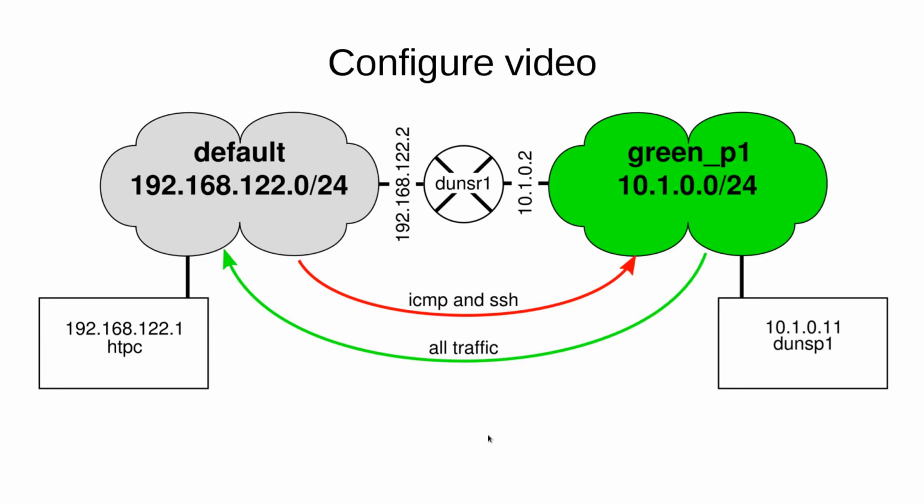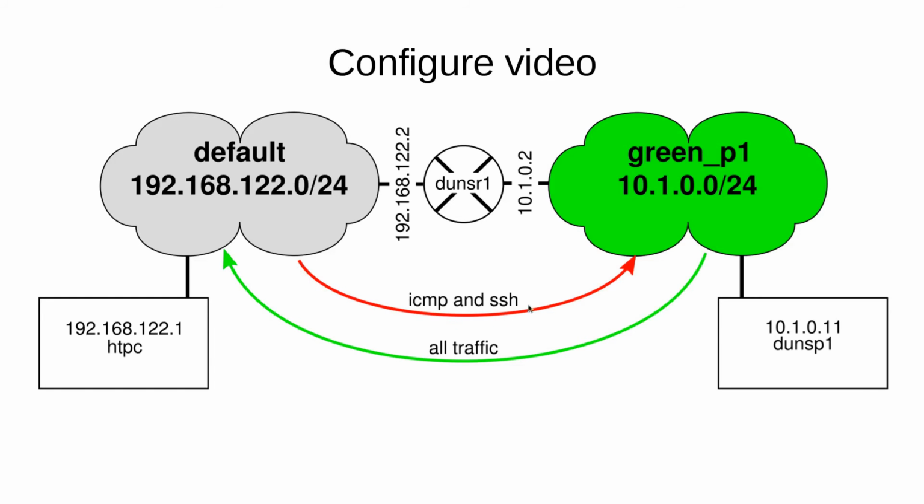Next we need to configure the firewall router, and that's going to be shown in the configure video. So what we want to end up doing is to allow ICMP, Internet Control Message Protocol, and Secure Shell from the default network or the host zone via the router to the green zone. So this traffic will allow us to reach from this IP address on the HTPC machine, the dunsp1 machine.